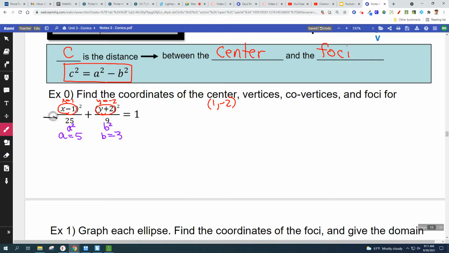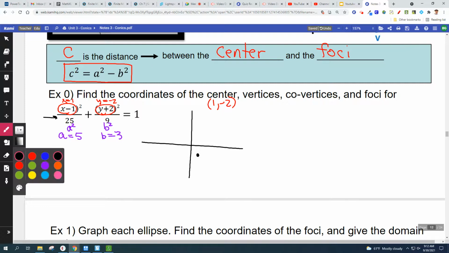It's oriented in the x direction, so I know it's stretched more in the x direction than in the y direction because that number's bigger. But anyway, I've got (1, -2). I'm just going to put a point right there, and I'm going to call that (1, -2). I don't even really need tick marks. But since that A number goes with the x number, I know I'm going to go over 5 in either direction. That's 5, and that's 5, right? And so there's going to be a point there, 5 on either side of the center.